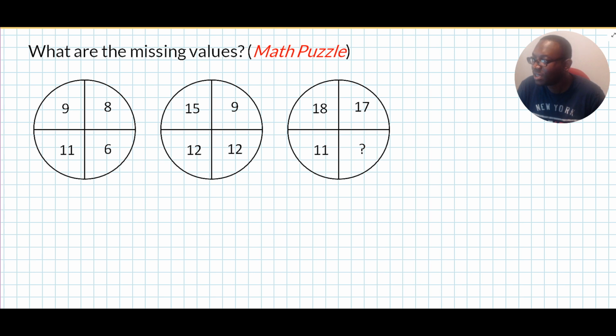Our puzzle for the day, the first one. Temidayo, what grade are you? What grade are you in right now? I'll tell you if this is a topic that is relevant to your grade. What is the missing value here?